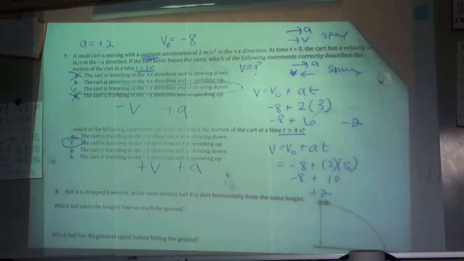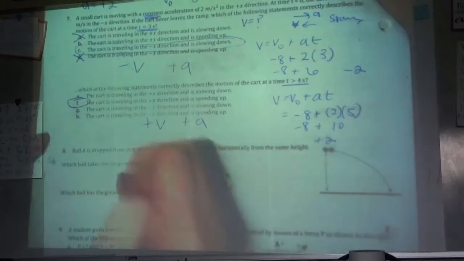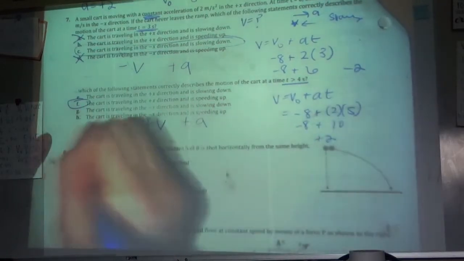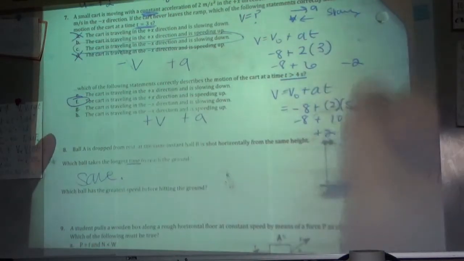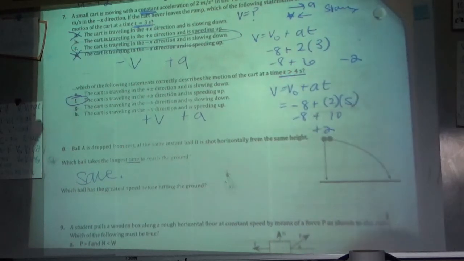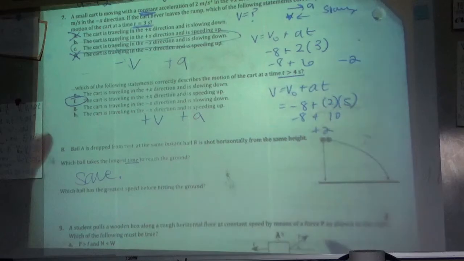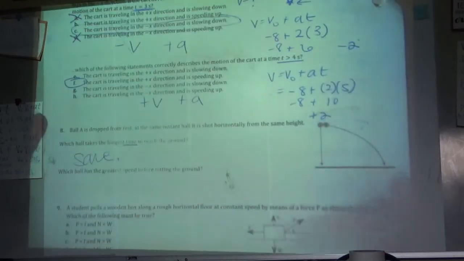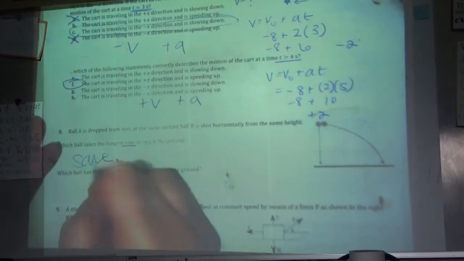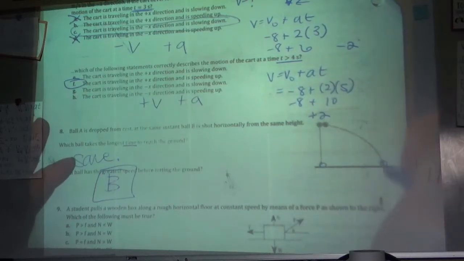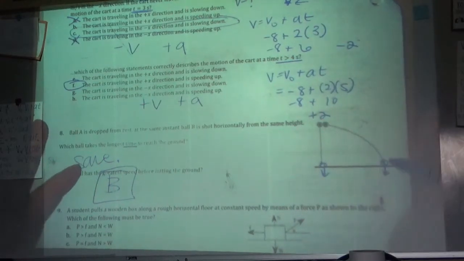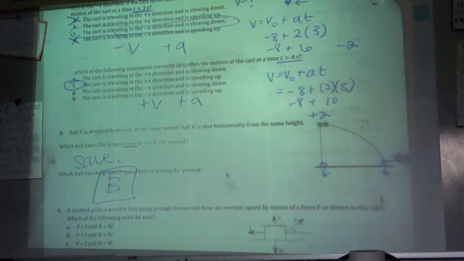Ball A is dropped from rest, and at the same instant, ball B is shot horizontally from the same height. Which one takes the longest time? They would take the exact same amount of time because the Y component is what determines the time it takes to fall down. Going faster to the side is not going to make it fall down any faster. And the greatest speed hitting the ground would be B, because both of them are going to hit with the same Y velocity, but B also has a greater X, so it has a greater total velocity.